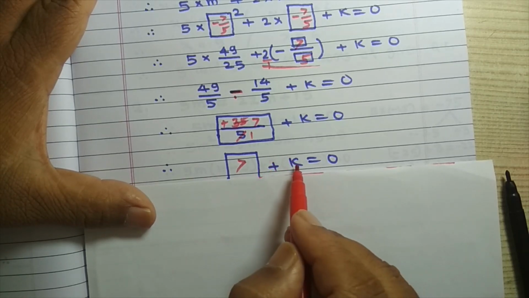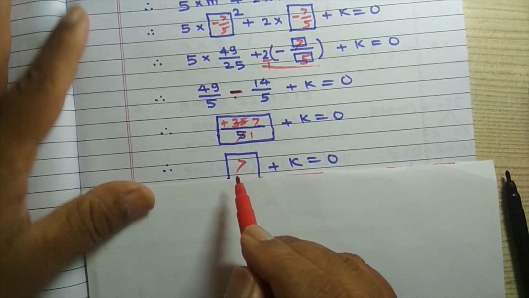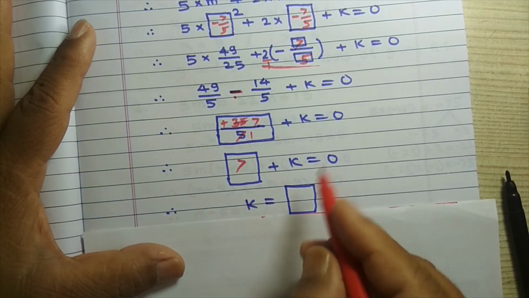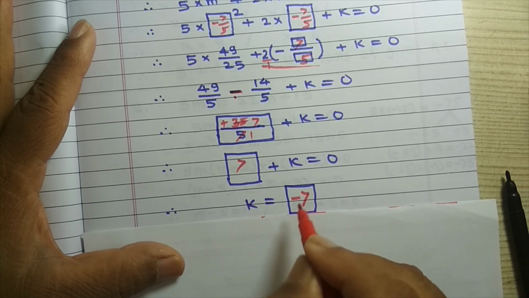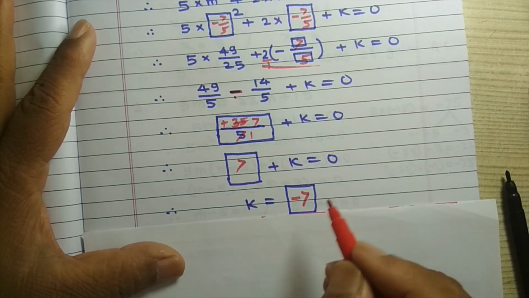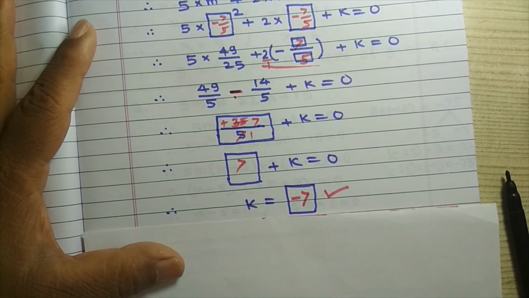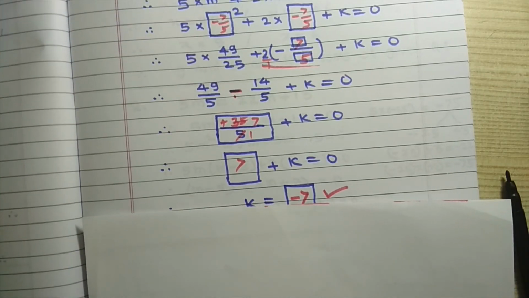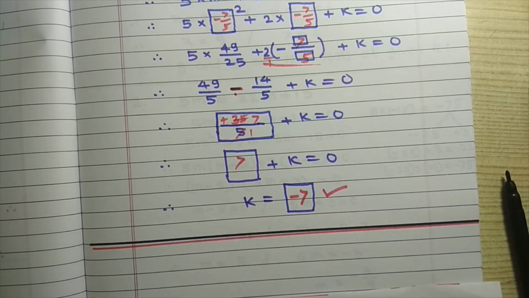We have to find out the value of k, therefore we have to take 7 to the right side of the equality, then it becomes negative, means k is equal to minus 7 is the value of k. Okay, such activities we have to calculate and find out the value of the variable. Okay.